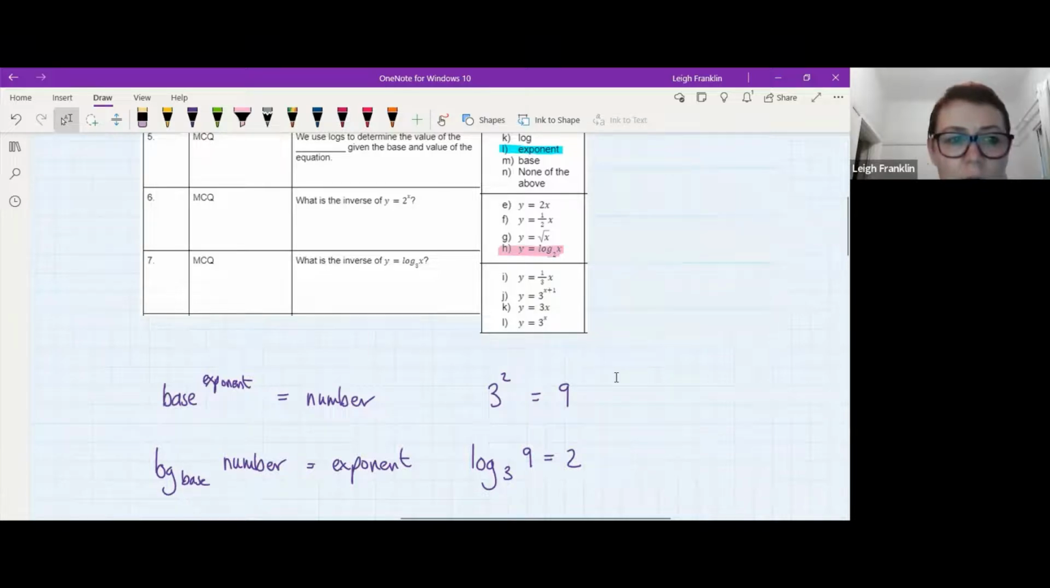Yes, Aisha. Good job. Okay, and then last question, question 7. What is the inverse of y equals log 3 to the x? So in this case here, that y, that's your exponent. Okay, 3 is your base, x is your number. Okay, so you're all saying L. Yes, perfect. Good job.